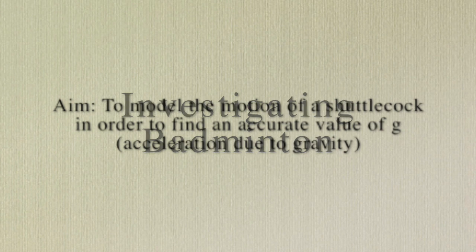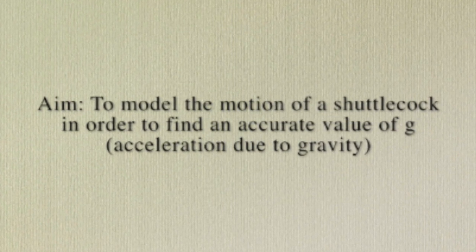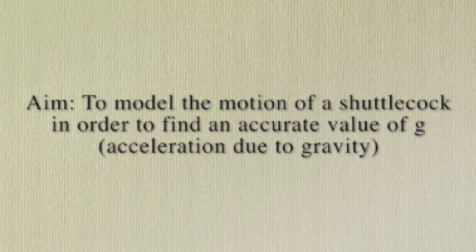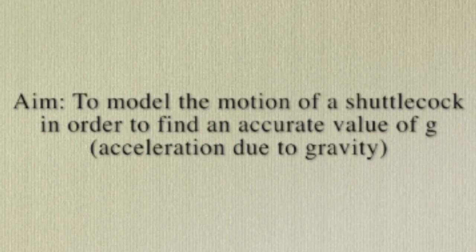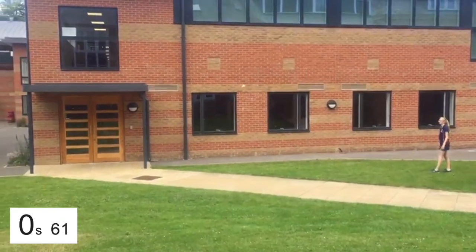We wanted to know if we could create a model which would give us an accurate value of g. Since the motion of a shuttlecock is similar to a parabola, we can use a quadratic to model the motion. Firstly, we consider this video of an underhand badminton serve.